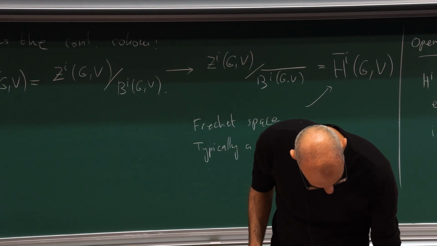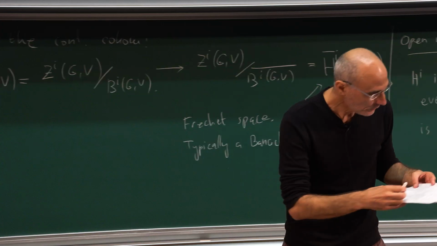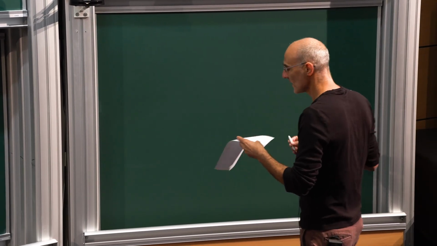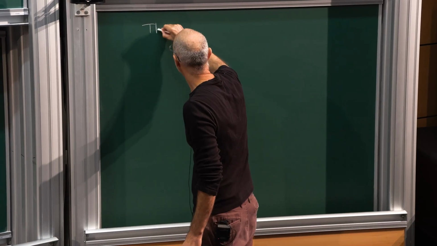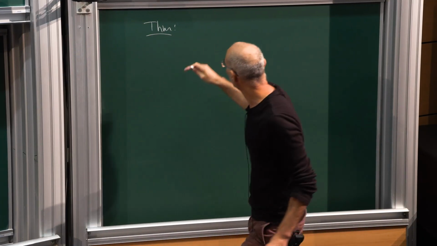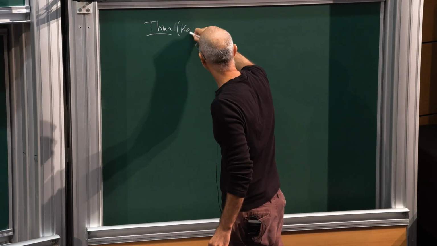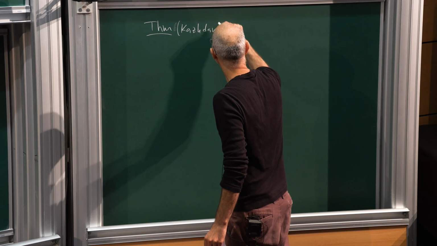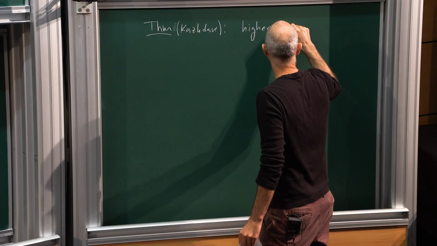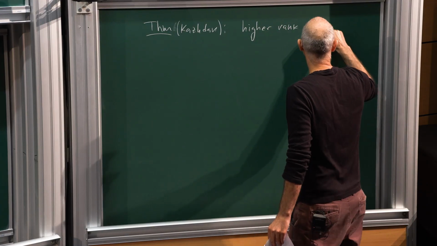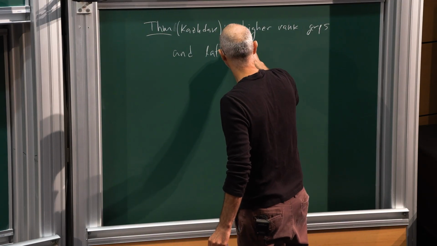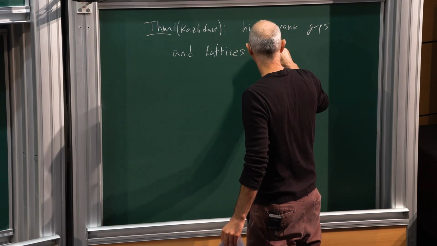Right, where am I? So maybe just a few facts. Just to relate, I already wrote this, but let me emphasize this theorem by Kashdan. Basically by Kashdan, higher rank groups and lattices have T.